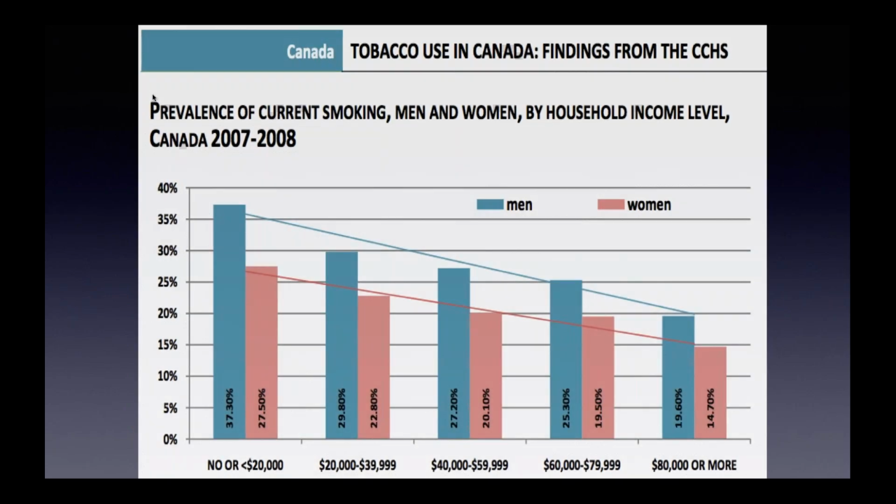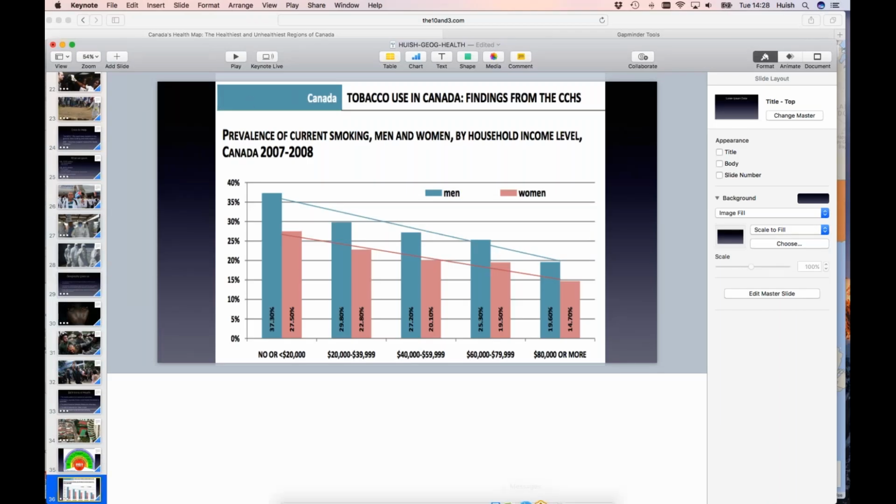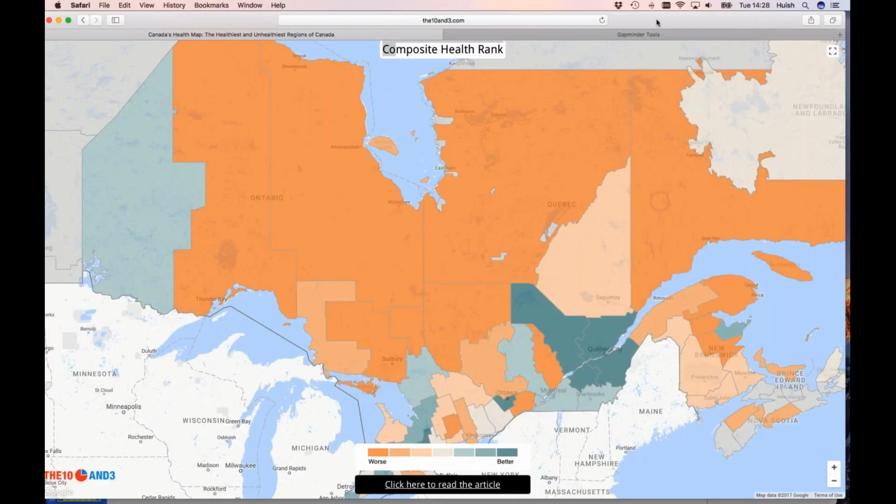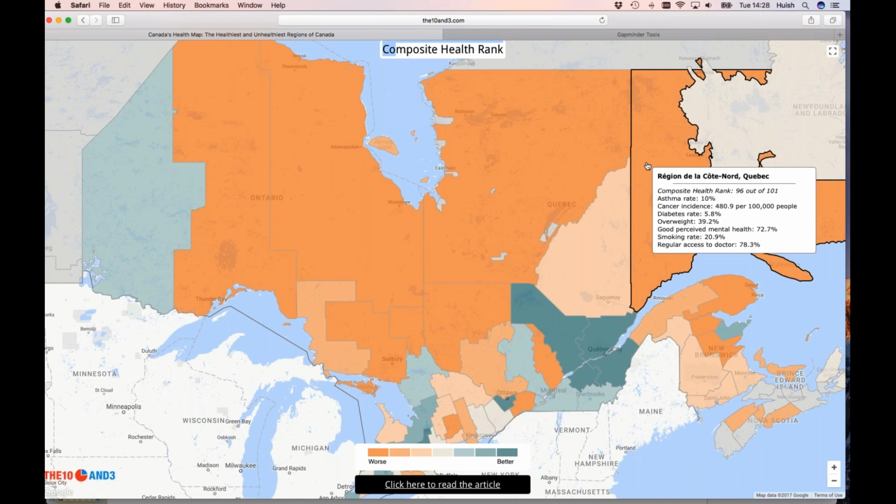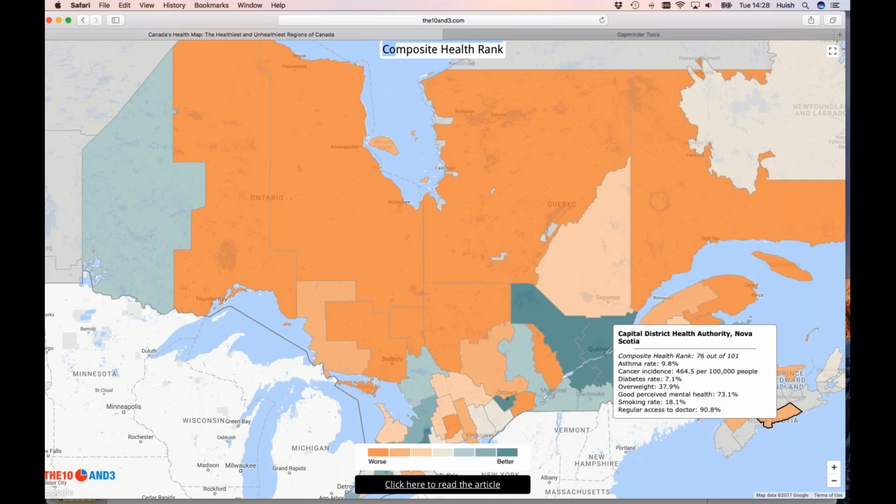One of the things that we know, for example, is that smoking is a pretty clear determinant of lowering your health outcomes. And in that map, we could map out where smoking rates are. We see that if we go back to the map, we see that there's higher smoking rates in northern Quebec, 18.1% smoking rate here in Nova Scotia.